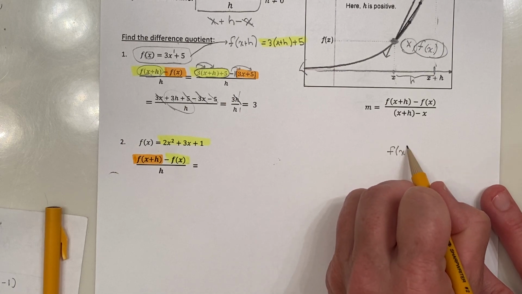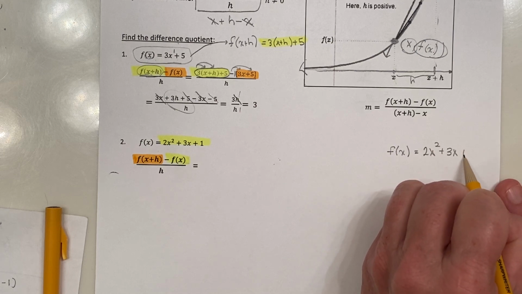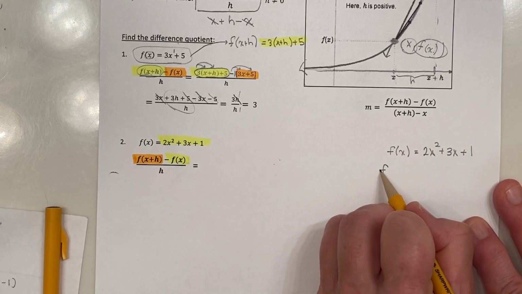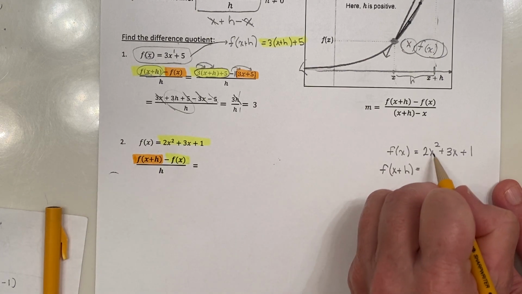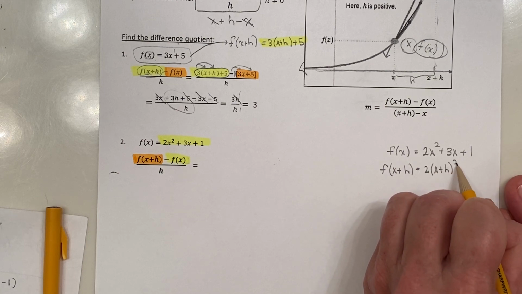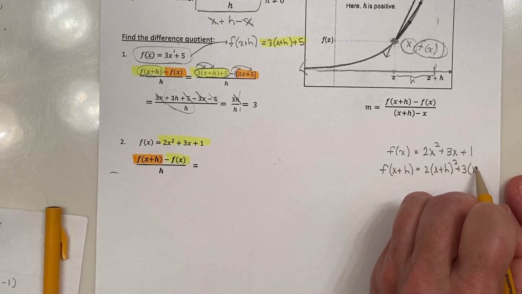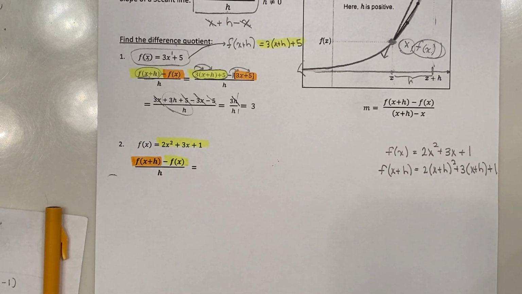So over here, I'm going to rewrite the problem. I need to generate f evaluated at x plus h, which means in this x and this x, I'm going to insert x plus h, keeping everything else the same.